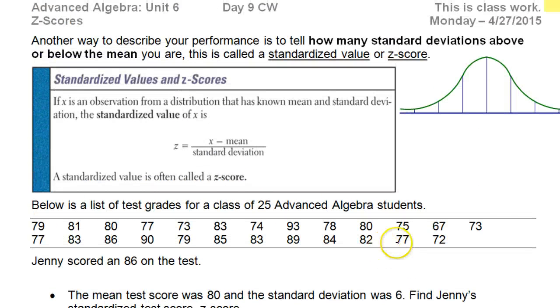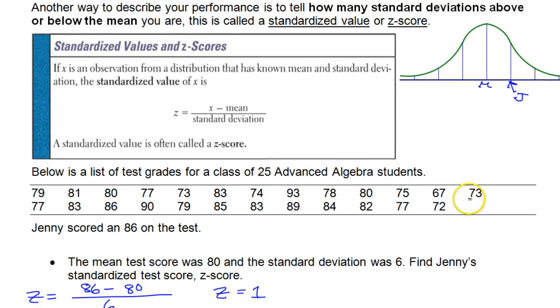Put in terms of the picture like we've been doing. Remember, the mean is right here in the middle, and each one of these marks is a standard deviation. So we could say that on the map of data, Jenny fell right here. I'll just put a J right there. So there's Jenny. She fell 1 standard deviation above the mean. Okay, that's what the z-score tells you.